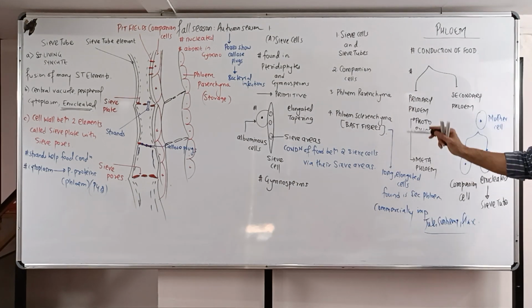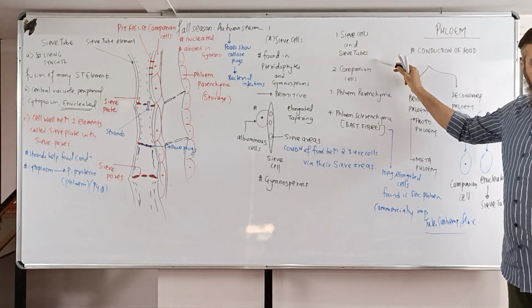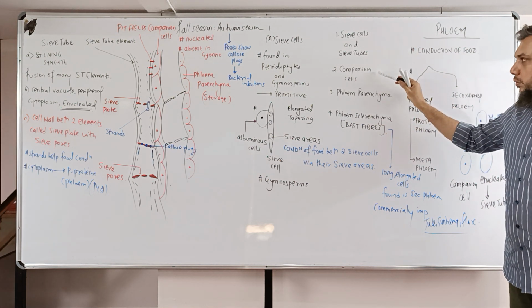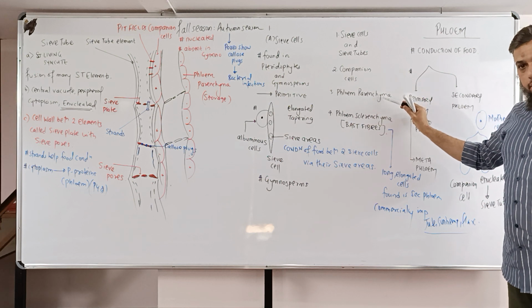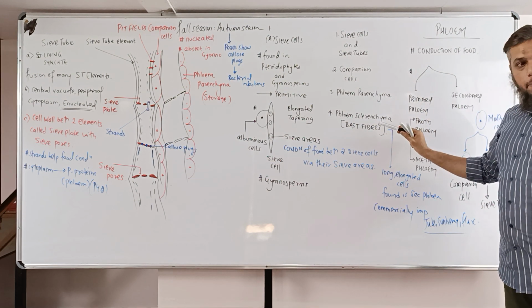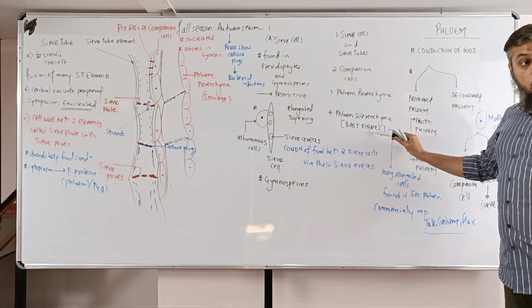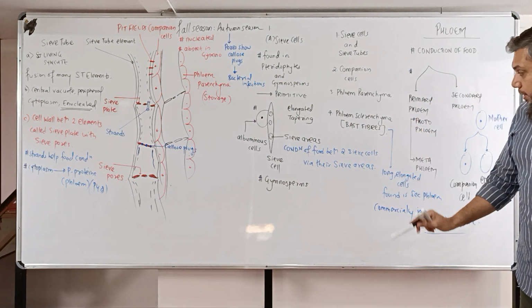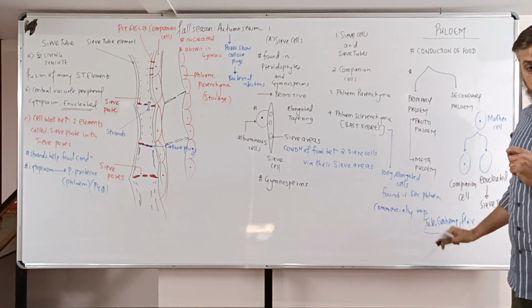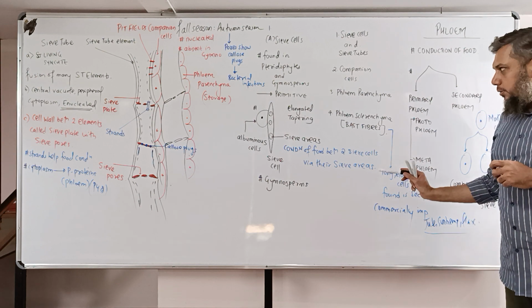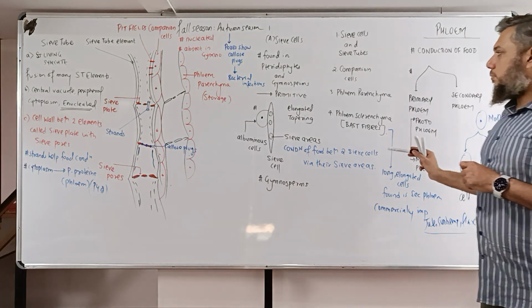What are the different types of cells which are found in the phloem? Companion cells, phloem parenchyma, phloem sclerenchyma. Phloem sclerenchyma is also called bast fibers, and these are found only in the primary phloem. True or false? Secondary.